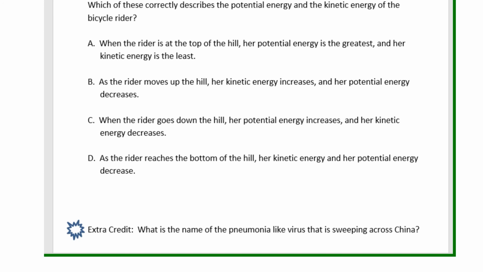Extra credit. What's the name of the pneumonia-like virus that is sweeping across China?